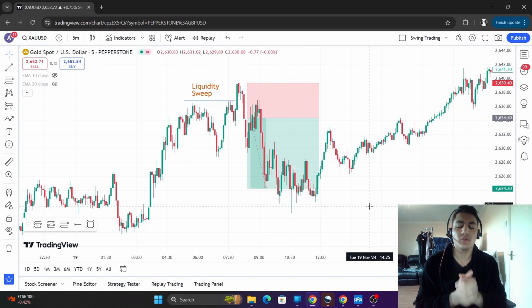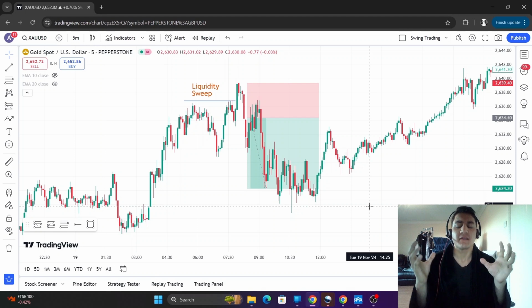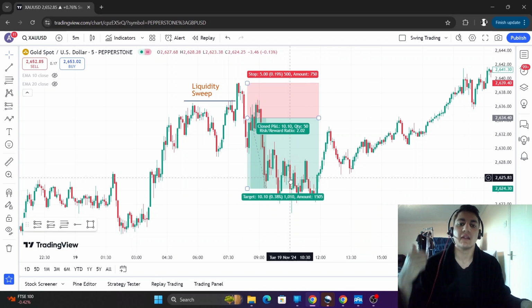But yeah, that is how you use liquidity to actually trade. You use it on the higher time frames, daily and the 4 hour, to find the direction the market actually wants to go. You go onto the lower time frames and you only trade in that direction. You wait for a liquidity sweep and then you enter in that direction. And I'm going to give you more examples until you guys understand this.